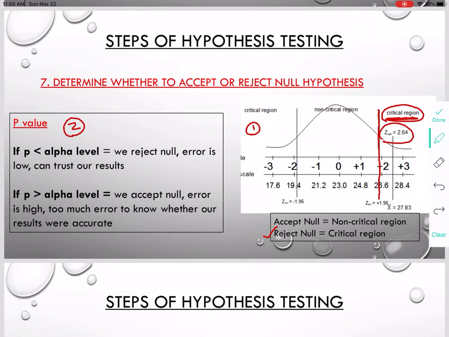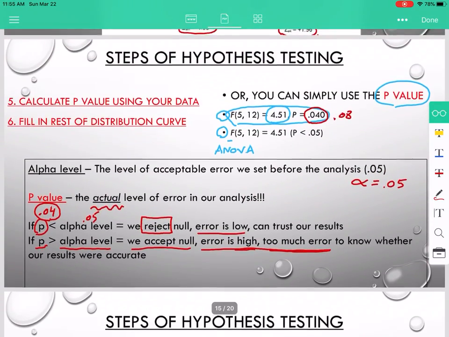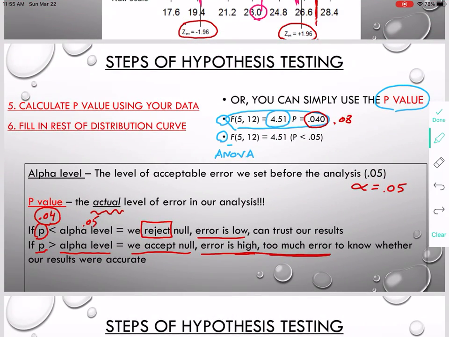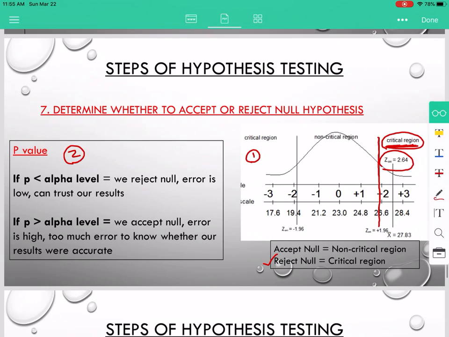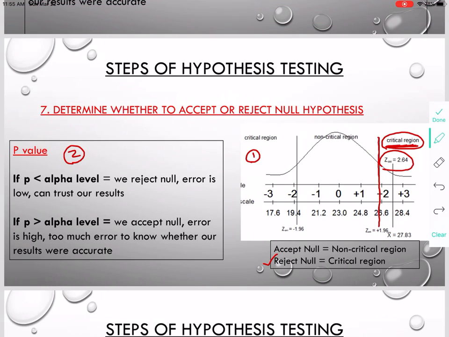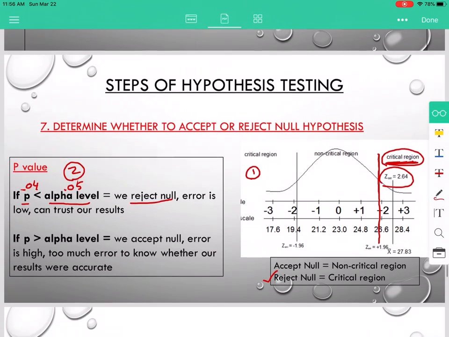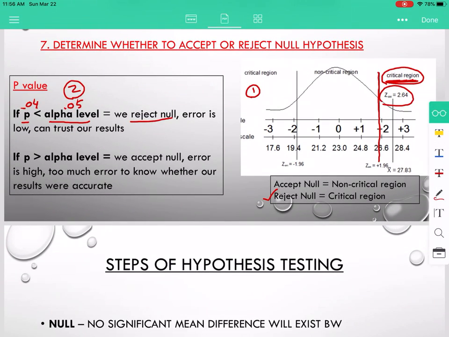Or I could just look at the p-value. So let's say that I got my results and my p was 0.04. If my p was 0.04, that is indeed less than the acceptable error rate I accepted. So my actual error was less than my acceptable error. That means that error is low. I can trust my results. We reject the null. So they're both telling me the same thing.